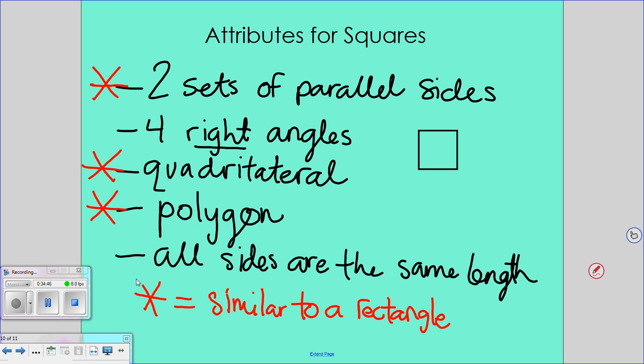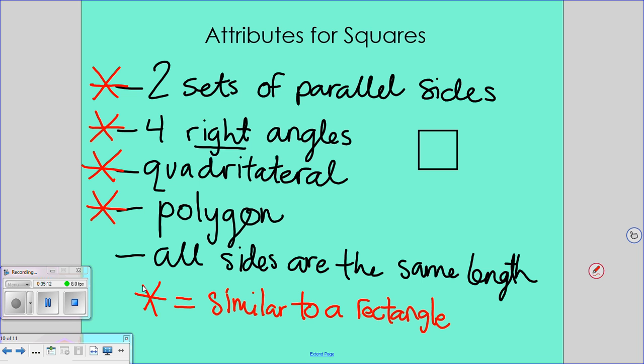Anything else that they share? That might be similar in a rectangle. James, do you know? 4 right angles. Yep. A rectangle has 4 right angles, and a square has 4 right angles. Does a rectangle have to have all sides the same length? No. That's what makes a square different.